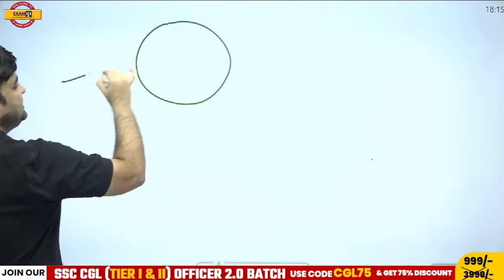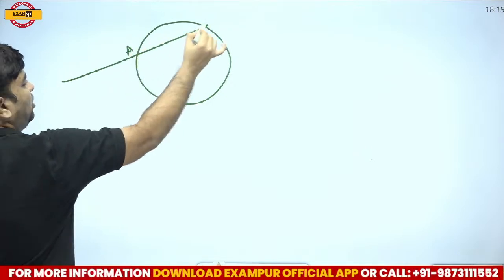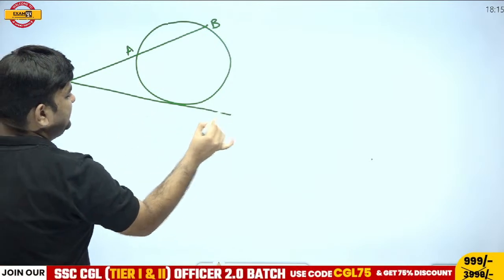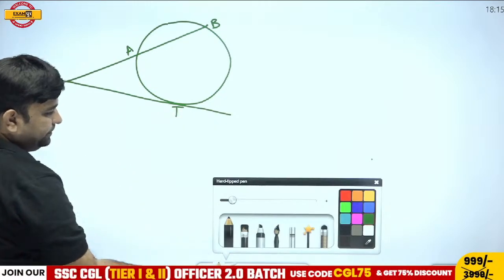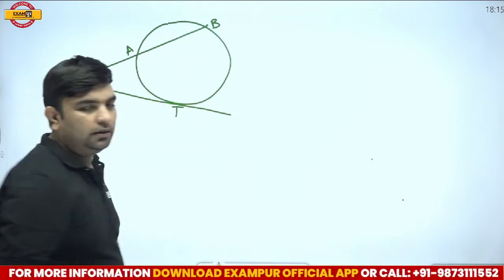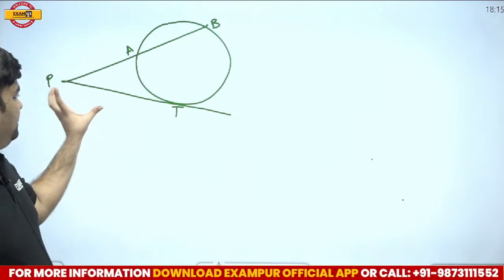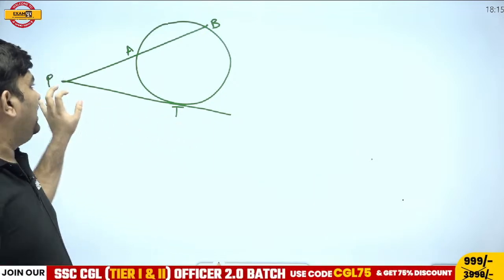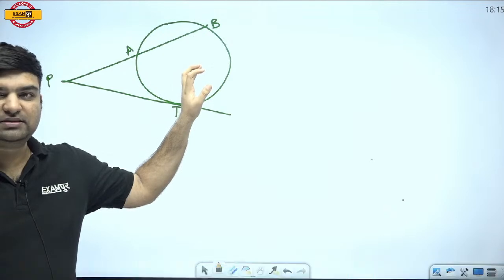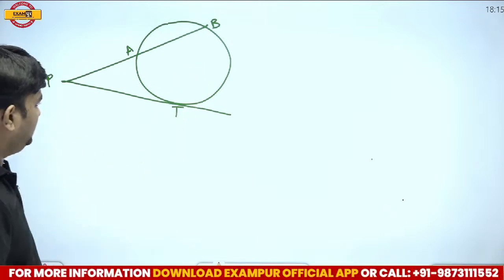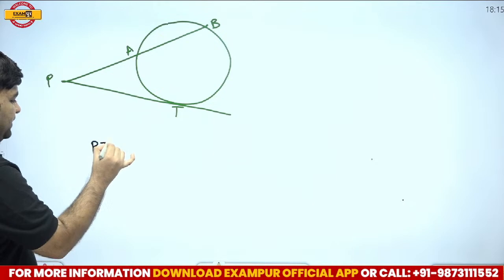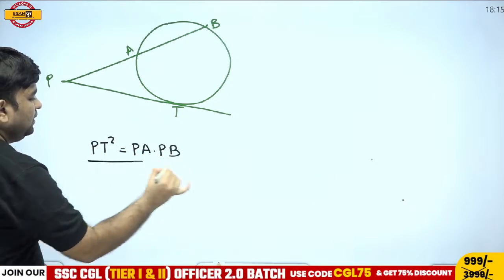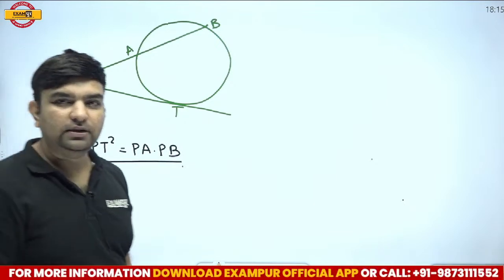A line intersecting the circle at 2 different points is being called a secant. So PAB is a secant and PT is a tangent. A line touching the circle at a single point is being called a tangent. The relation is PT square is PA into PB.